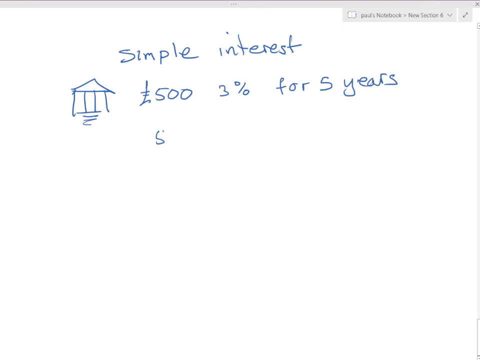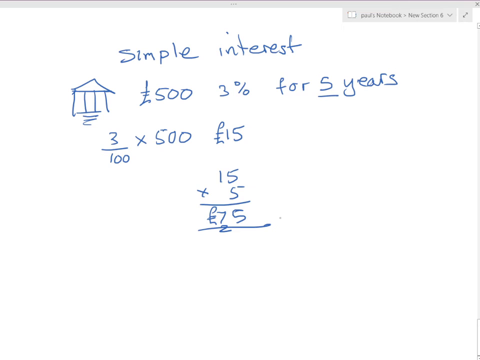Right, so you start off with your £500 and we're going to work out what 3% of that is. 3% of 500 is £15, yeah? £15 interest. Now we're going to do it for 5 years. So we want 15 times 5: 5 fives are 25, and 5 ones are 5, and 7. So we've got £75 interest to add on.